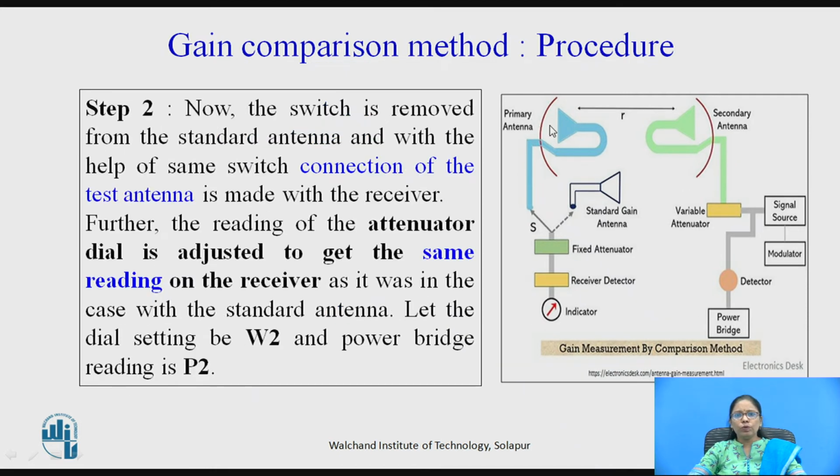In step 2, the switch is now moved to the standard gain antenna, SGA, and we have made the connection to the standard gain antenna. The attenuator dial is now adjusted again to get the same receiver reading as the previous one. In this case, as we have adjusted the attenuator, we get the dial reading as W2 and the power bridge reading as P2. I'll take note of these readings, W2 as well as P2.